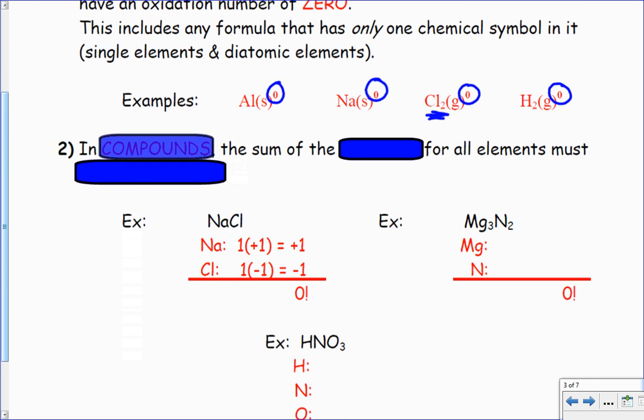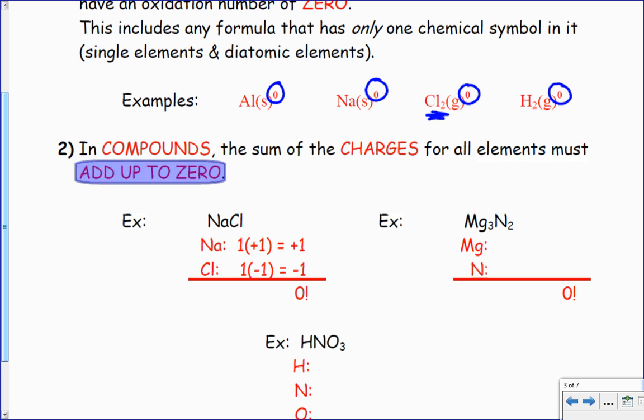Now, in compounds, the sum of the charges for all the elements must equal 0. And I'm going to actually change it in the next one, because it actually has to equal the charge of the compound. In NaCl, the charge of the whole compound is 0 because it's a stable compound. So I have one Na, I have one Cl, and I look on my periodic table, I got a +1 and a -1. When I add them together, they form 0.